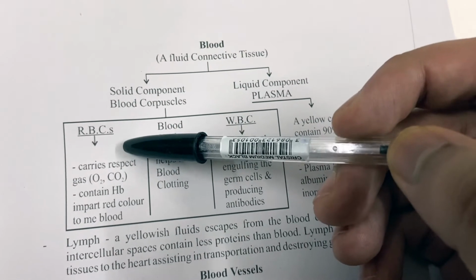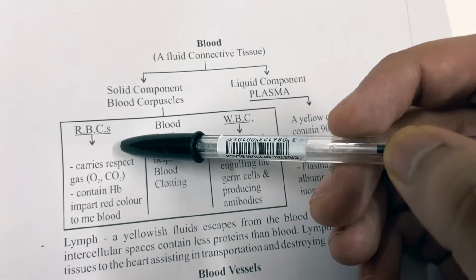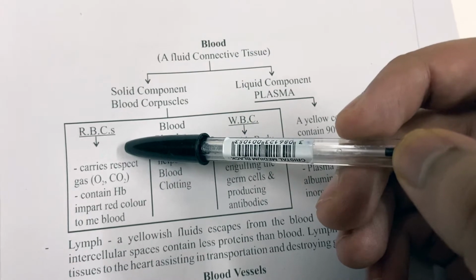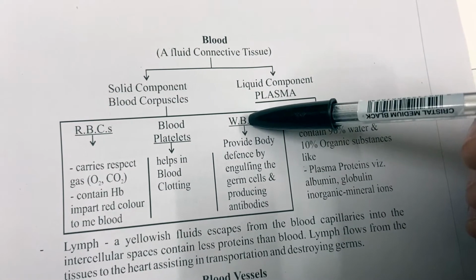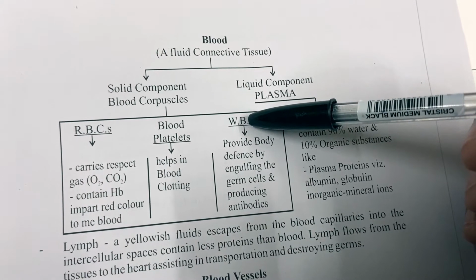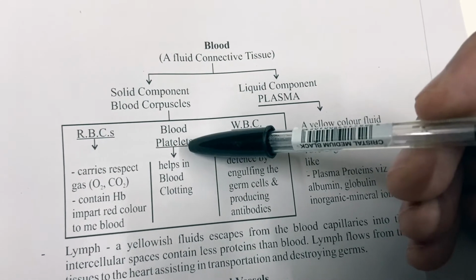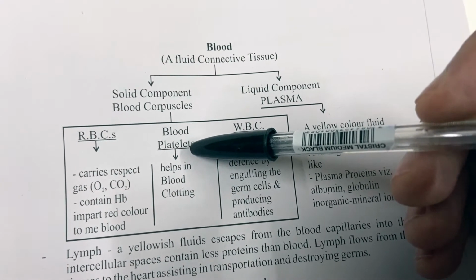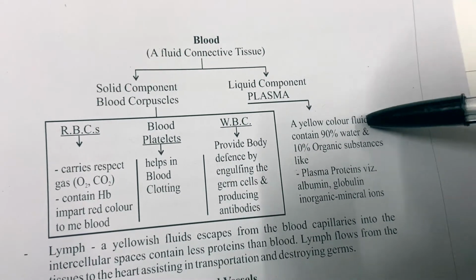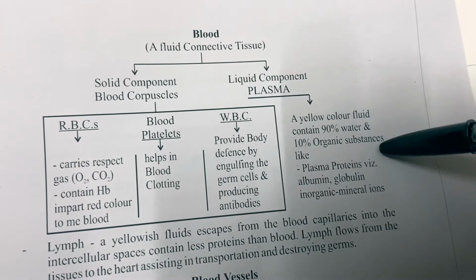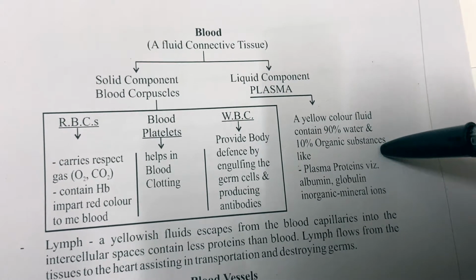RBCs consist of red colored pigment known as hemoglobin and help in transportation of oxygen throughout the body. WBCs help in defense mechanism of the body and platelets help in blood clotting. Plasma is a yellowish colored fluid which consists of 90% water and 10% organic substance.